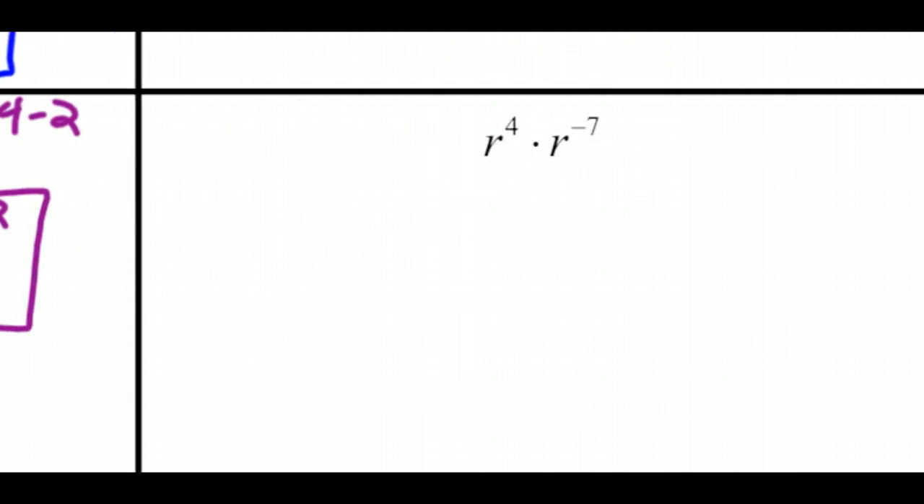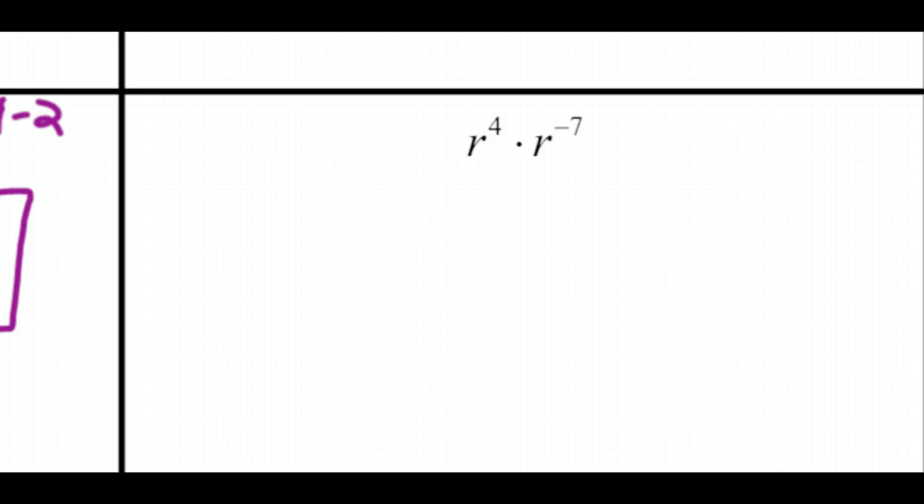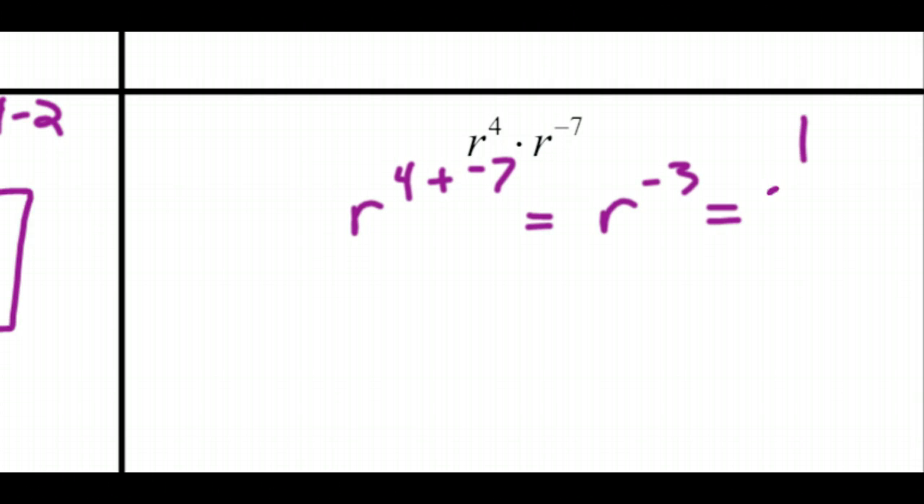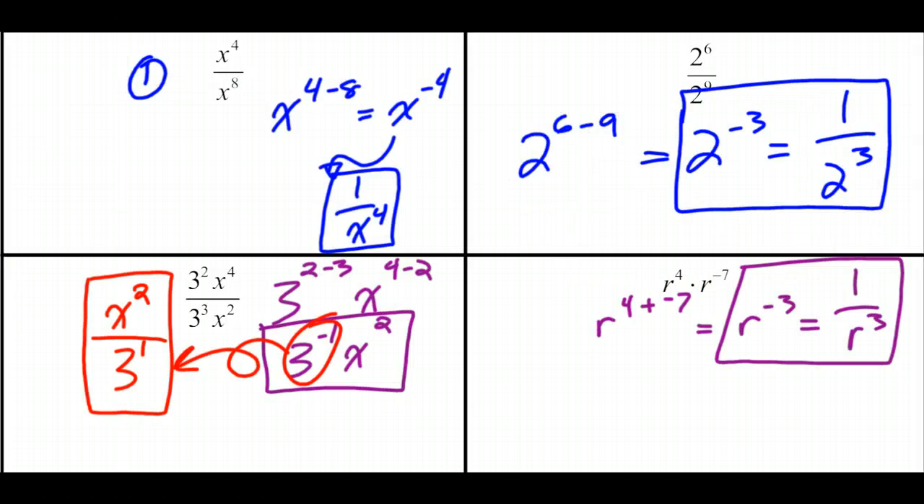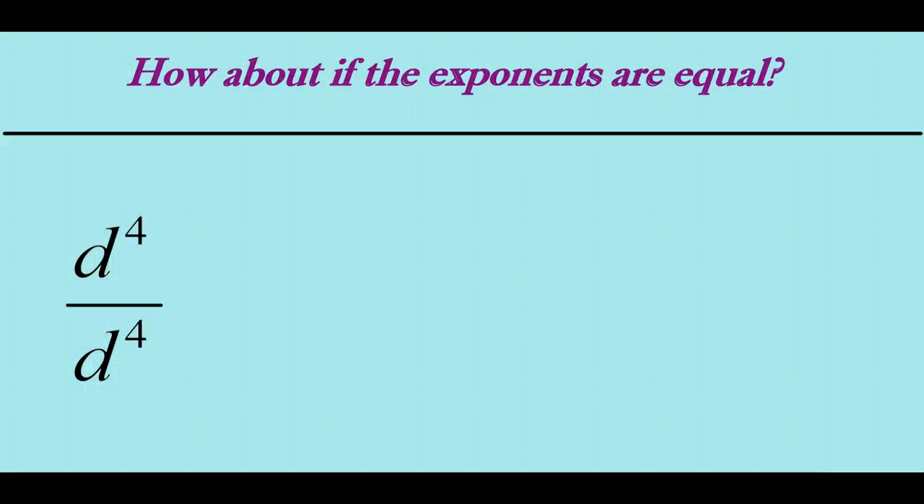And finally, for the one on the bottom right, number 4, we have r to the 4 plus negative 7, which is r to the negative third, which is 1 over r cubed. So that's the idea behind negative exponents. Now we want to go ahead and look at what if the exponents are the same. Go ahead and pause the video and go through this again as an exercise in simplifying fractions and canceling, and using the quotient of powers property.